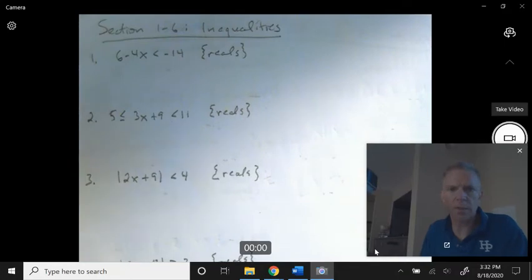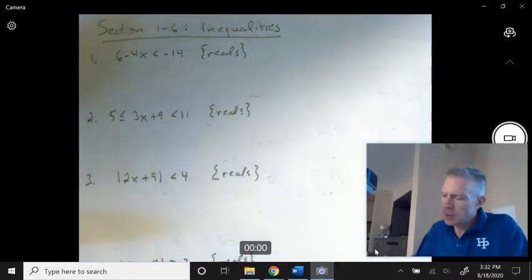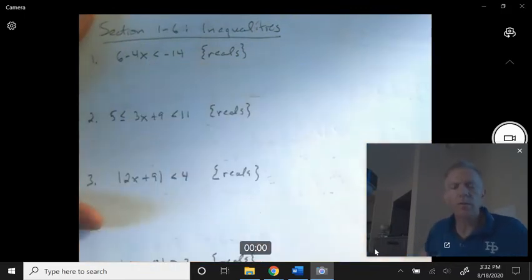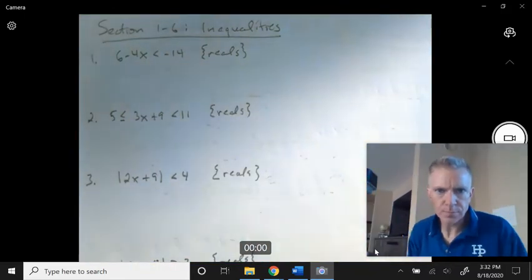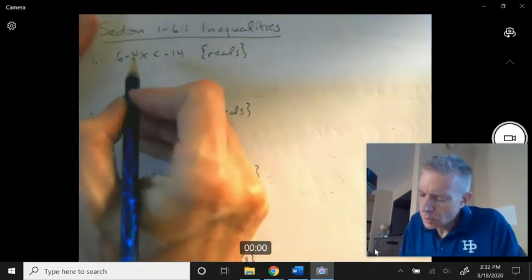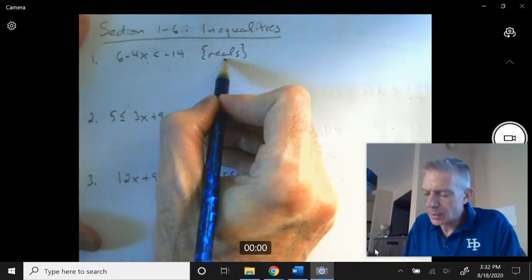So, inequalities 1-6. You have this in your packet, or you could write them out like I did. We're going to solve each of these, and we're going to give a solution set and solve on the number line. We're solving over a particular restricted domain.